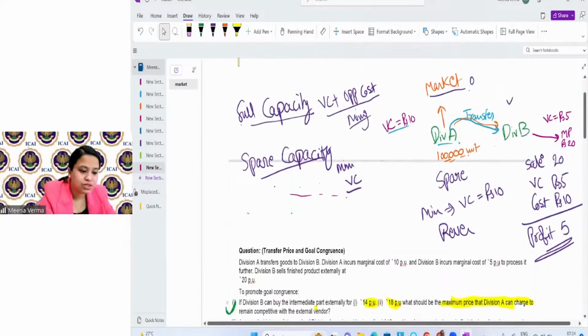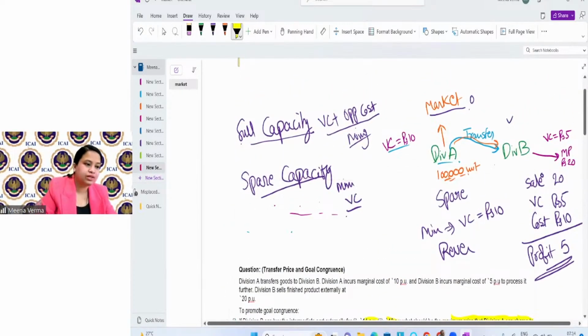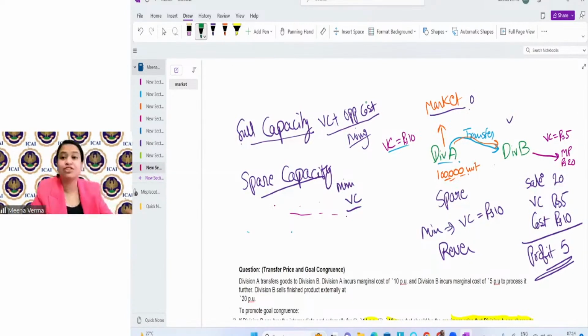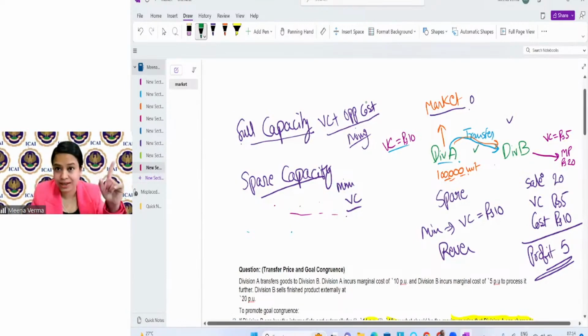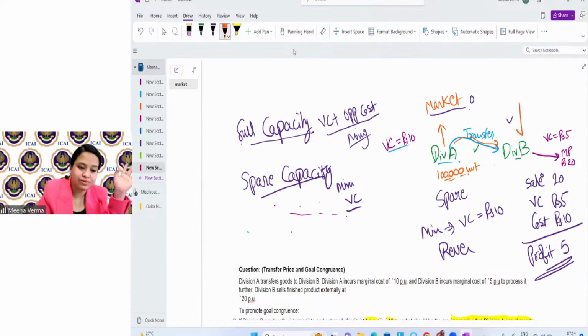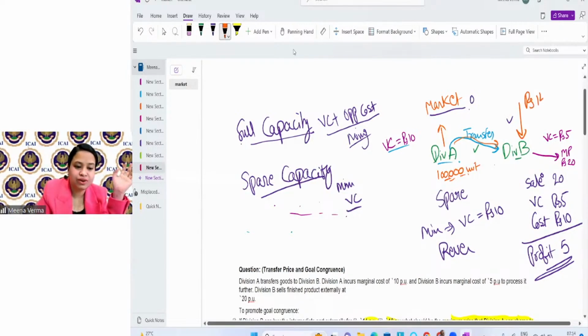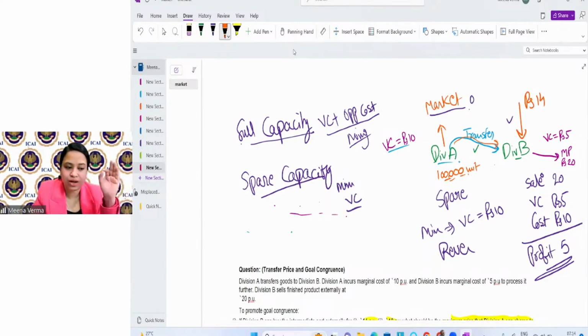Okay, so now you can see the same diagram. Now what they have mentioned: the product which they are receiving from division A, division B has the option to buy the same product from the outside market. At how much? Rupees 14. They can buy the same product from the outside market.